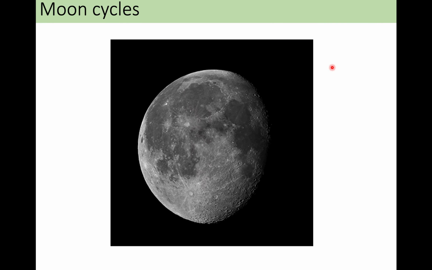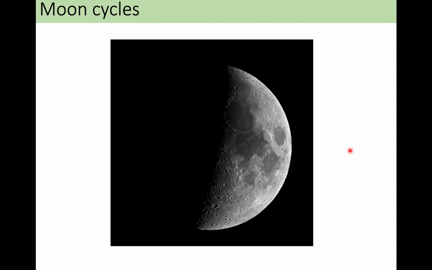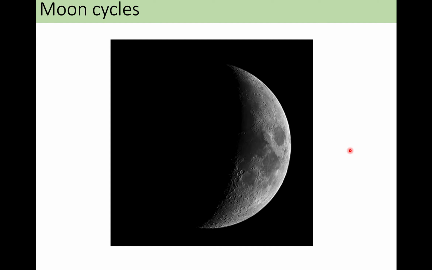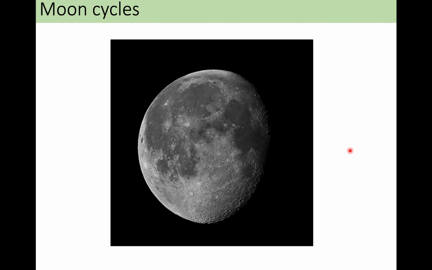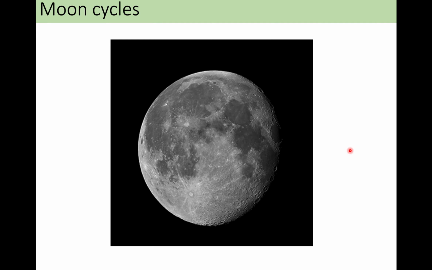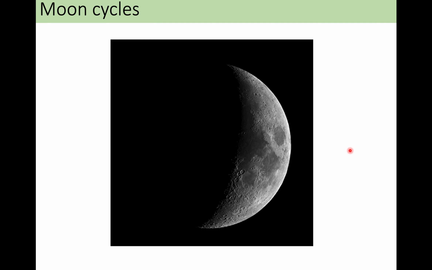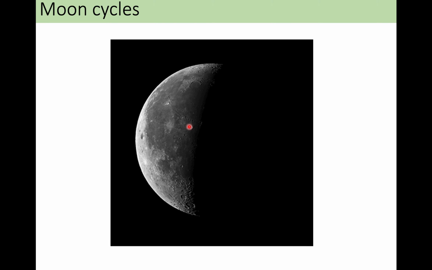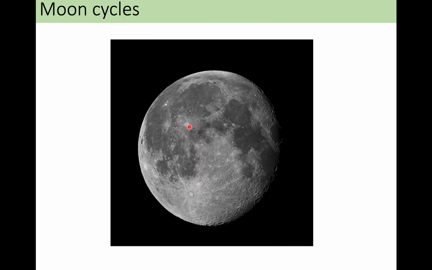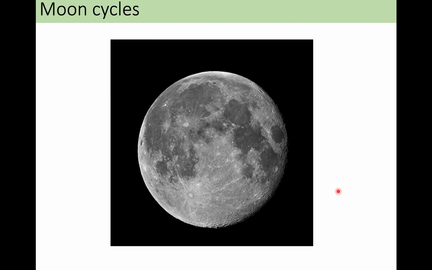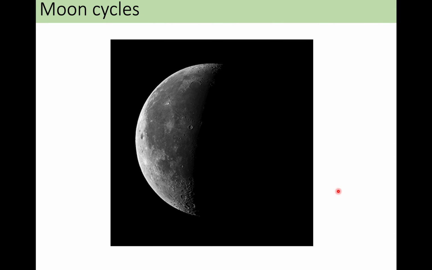So here is a GIF of the cycles of the moon. Different times of the month, different times of the year, you look up at the moon, and we can see a different part of the moon. But you'll notice throughout all of these that we're looking at the same side of the moon. For example, this crater is here the whole time. We're just seeing a different percentage of that moon illuminated.